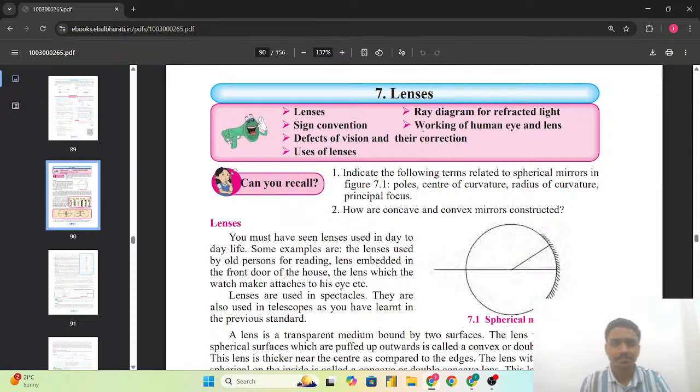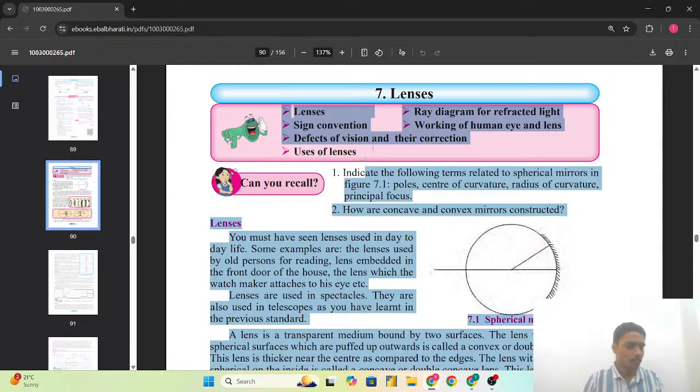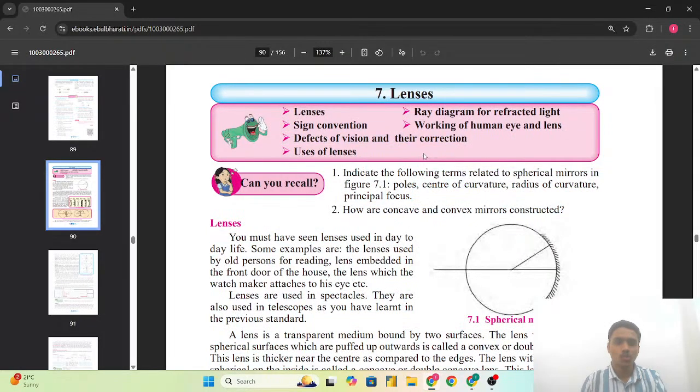So the points or topics which we are going to learn in this chapter: we will study lenses, ray diagrams for refracted light, sign convention, the working of the human eye and lenses, defects of vision and their correction, uses of lenses, and many more topics. So let's start this chapter, which is called lenses.